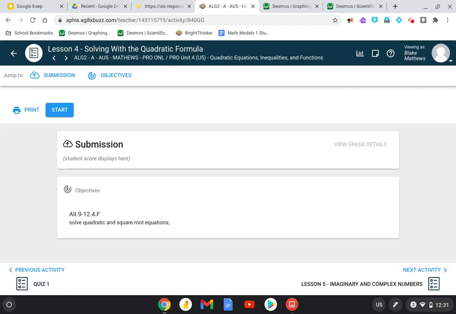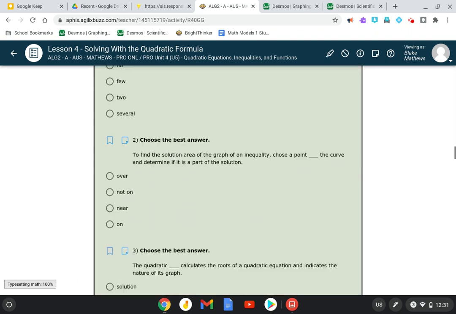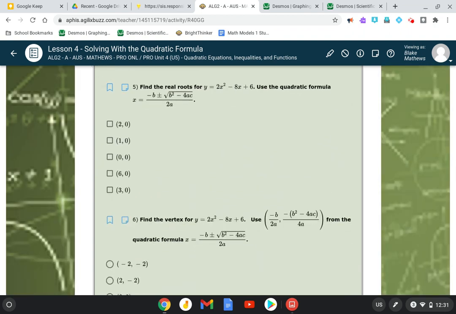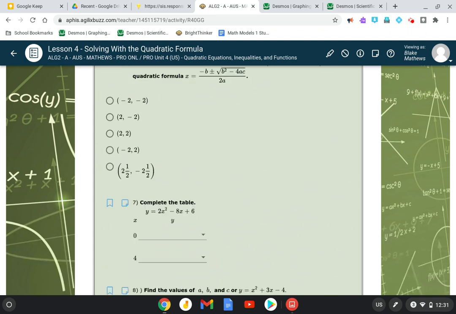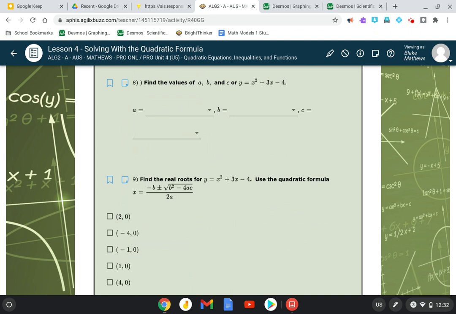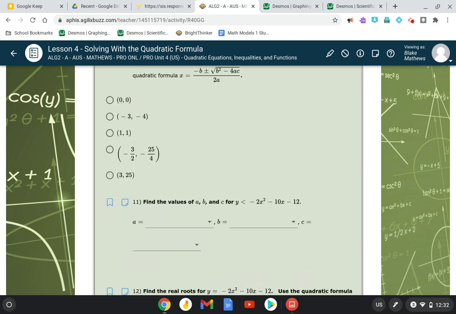More of the same. Solve using the quadratic formula. Scrolling down, you have vocab. Read over the lesson. Again, identify A, B, and C. That's number 4. Number 5, find the roots. Number 6, find the vertex. So again, more of the same type of problem. And complete the table. You know what to do here. You take each x value, you plug it in for the x values in the equation, and solve for the y value. Number 8, number 9, number 10, all the exact same problems as the previous lesson.